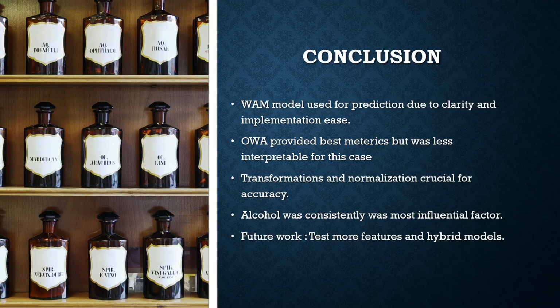And to wrap up, I built a WAM model to predict wine quality using four input features. Transformation and normalization improved accuracy, and alcohol and chlorides had the biggest impact. Although OWA performed the best statistically, WAM offered clear and interpretable results. In future work, I would explore using more features or hybrid models for greater precision. Thank you.